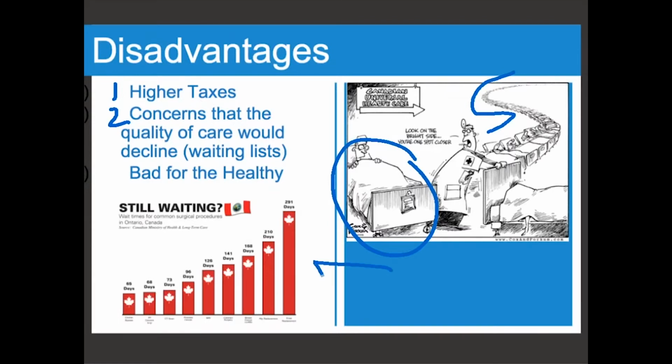But if you take a look on the left-hand side, you'll see a similar list of data that was collected on the wait times for common surgical procedures. So this is one of the biggest arguments that people point to against a universal system. The quality of care would go down, and the number of waiting lists would go up.